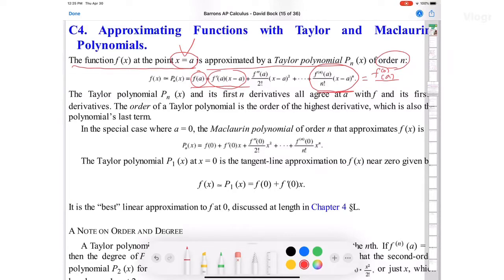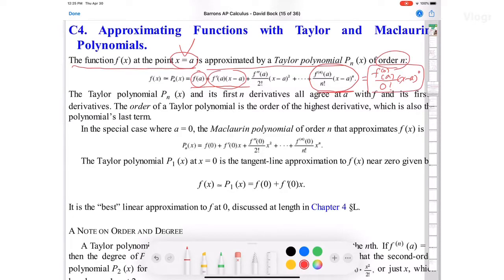n is 0, n is 2, n is 3, and then go to infinity sometimes. And then f of a, what does that mean? The 0 derivative of f at a over 0 factorial. n is 0, so 0 factorial by this formula, right? And then (x minus a) to the 0 power. This is the first term.